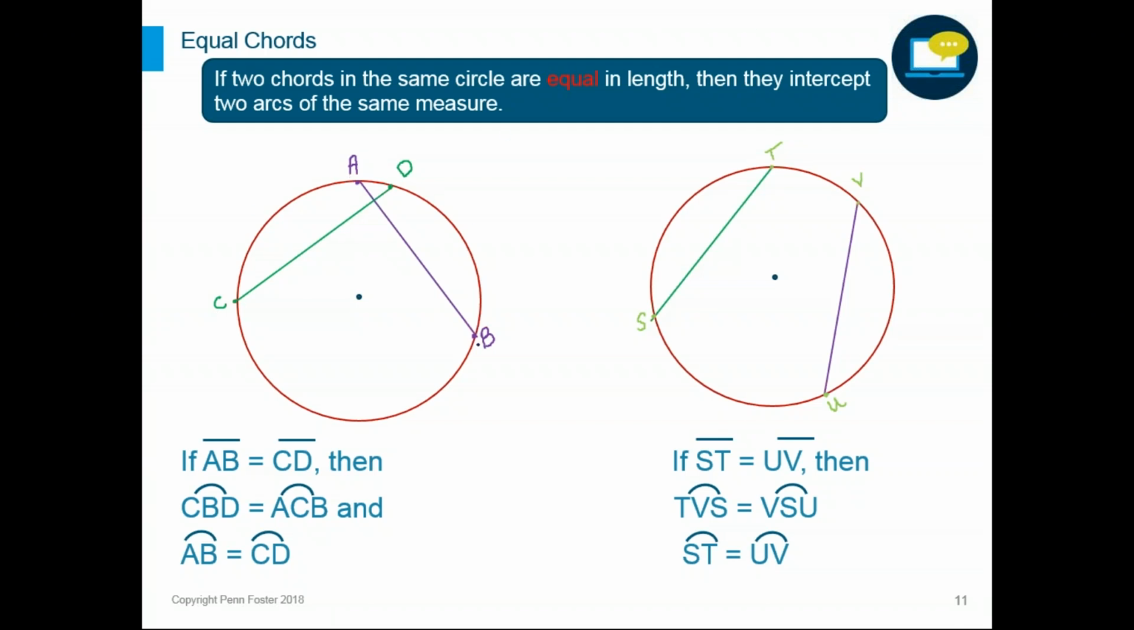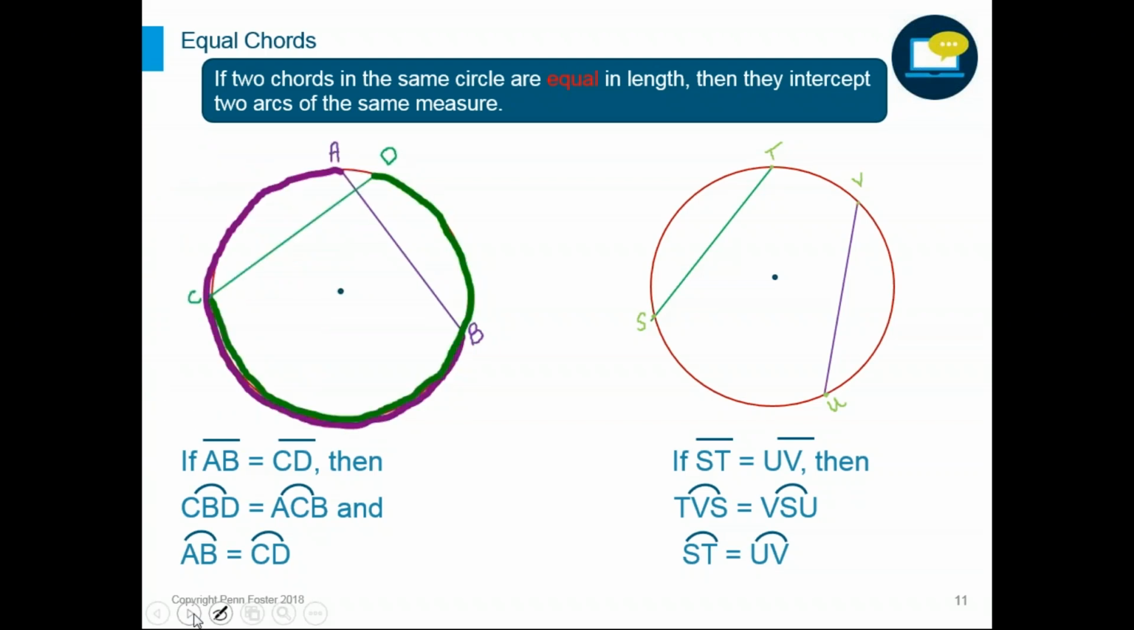If I have one circle and I have two chords, so the chords are the segments connecting 2 points on the circle but does not go through the center. So CD is a chord and AB is a chord. Well, the fact says if the two chords are equal in length, then they must intercept two arcs of the same measure. So if we read down there, if AB equals CD, the chords, then the arcs CBD and ACB have the same measure.